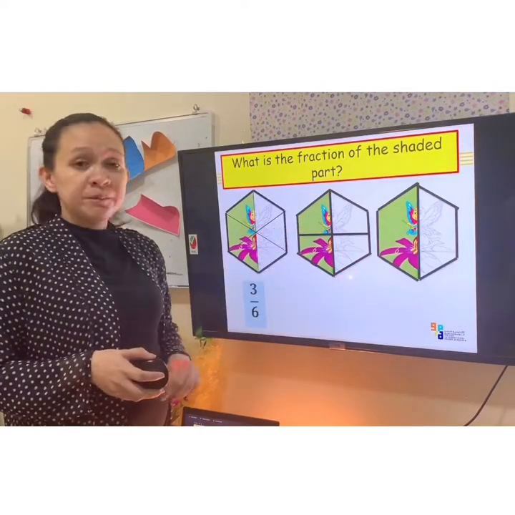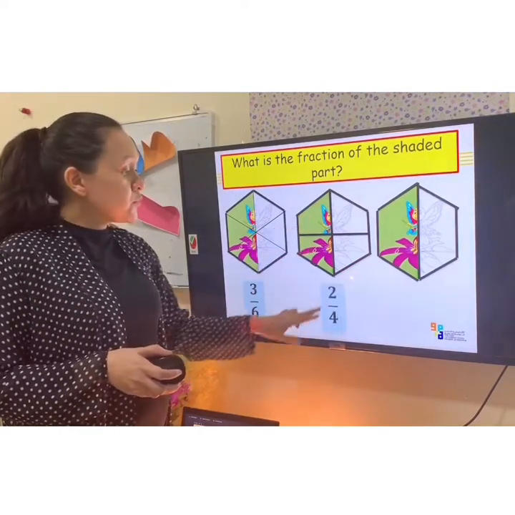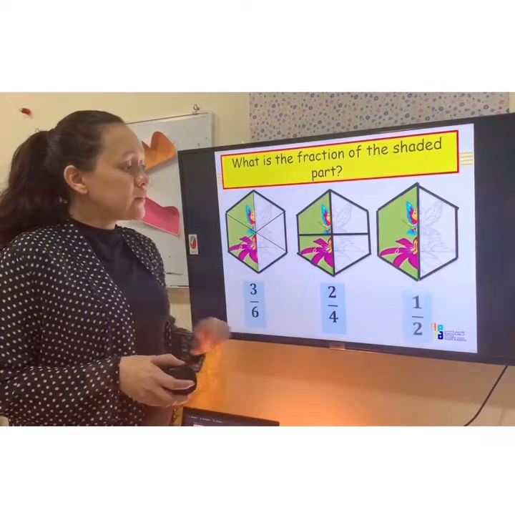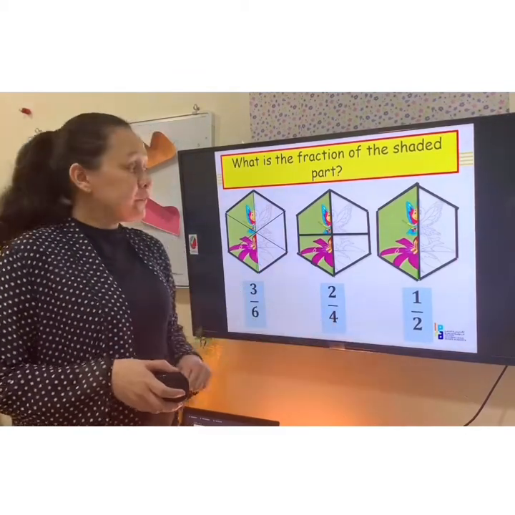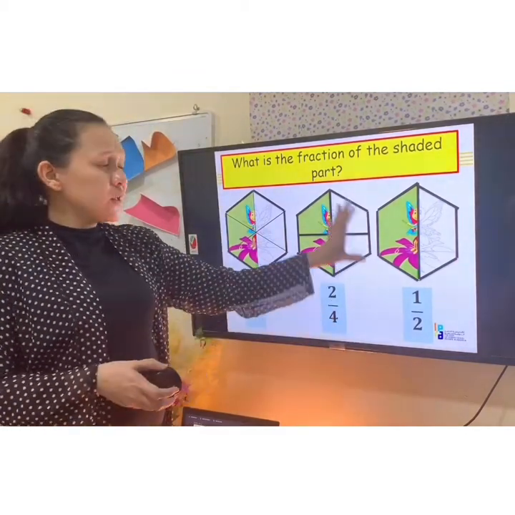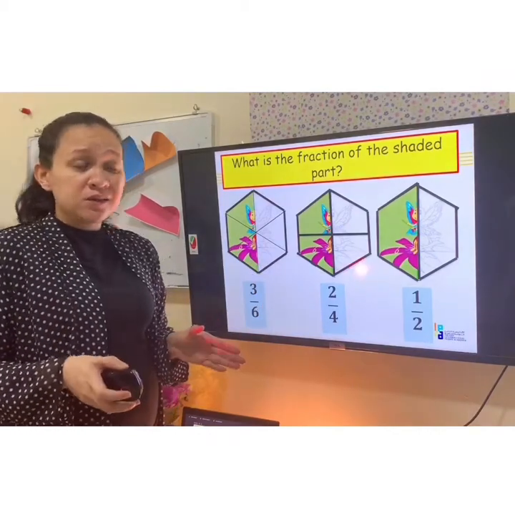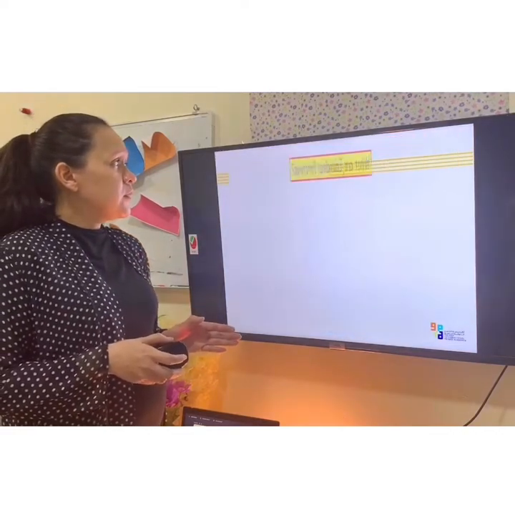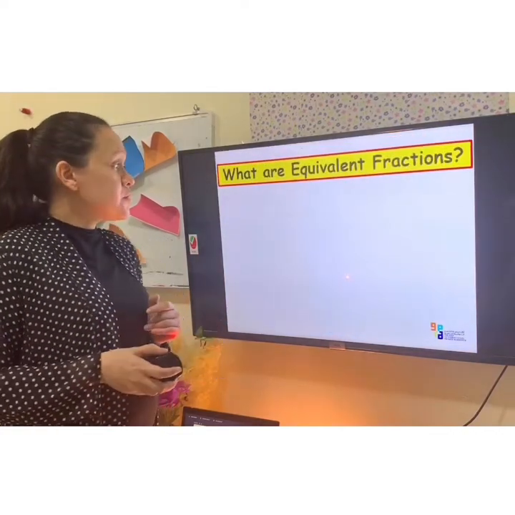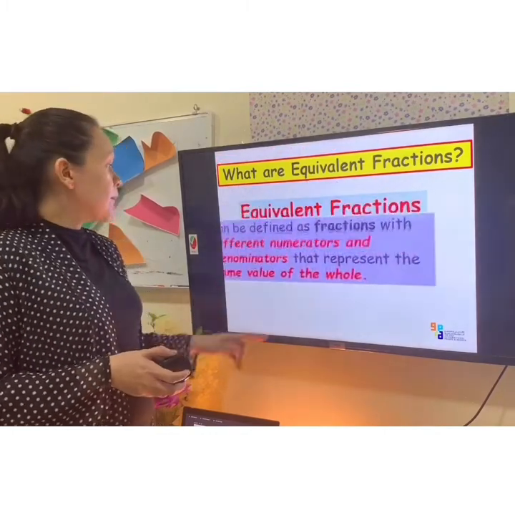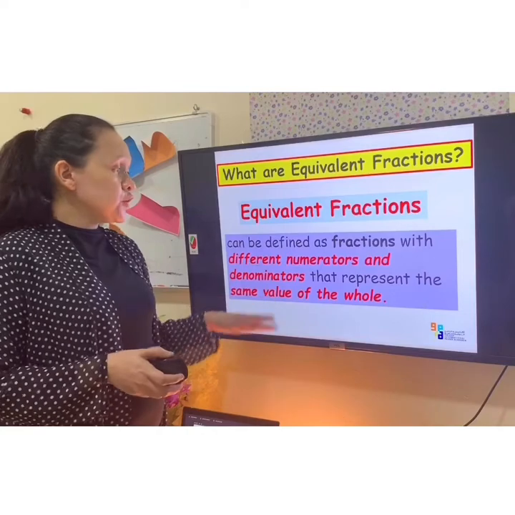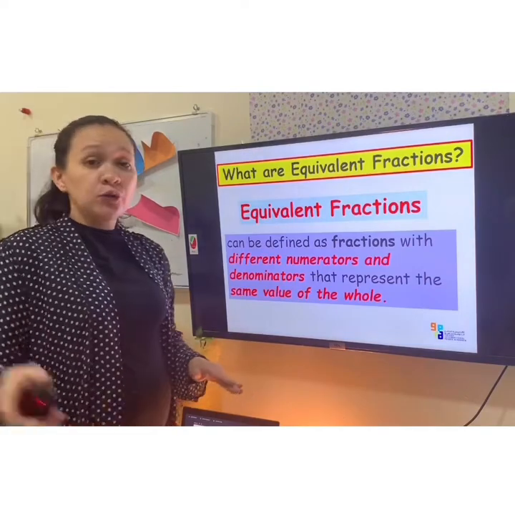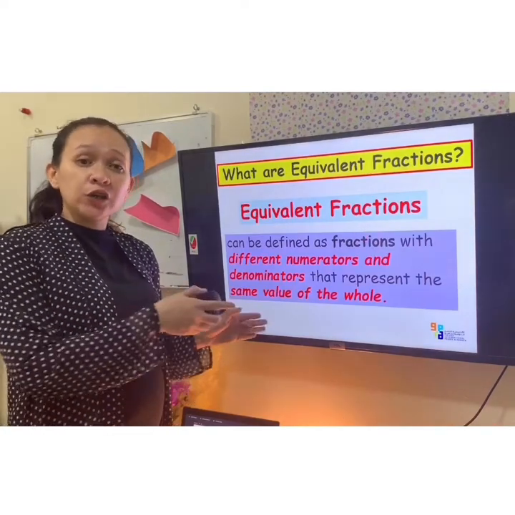Now, how about here? We have only 2, right? So, we are going to put here 2/4. How about here? We have only 1. So, the answer here is 1/2. Now, if you have noticed, all of these figures are equivalent. It means that they have the same value of the whole. Now, what are equivalent fractions? Now remember, equivalent fractions can be defined as fractions with different numerators and denominators that represent the same value of the whole, just like our figures earlier.